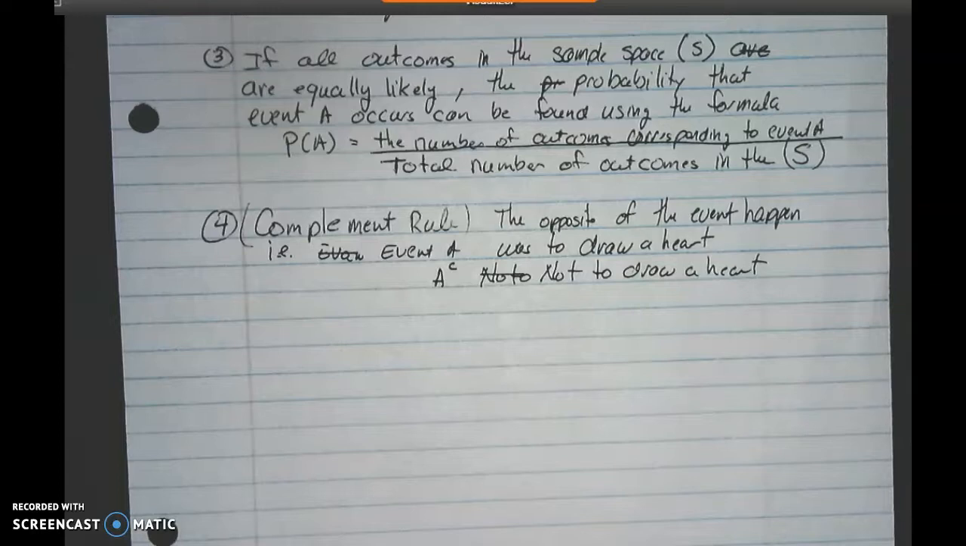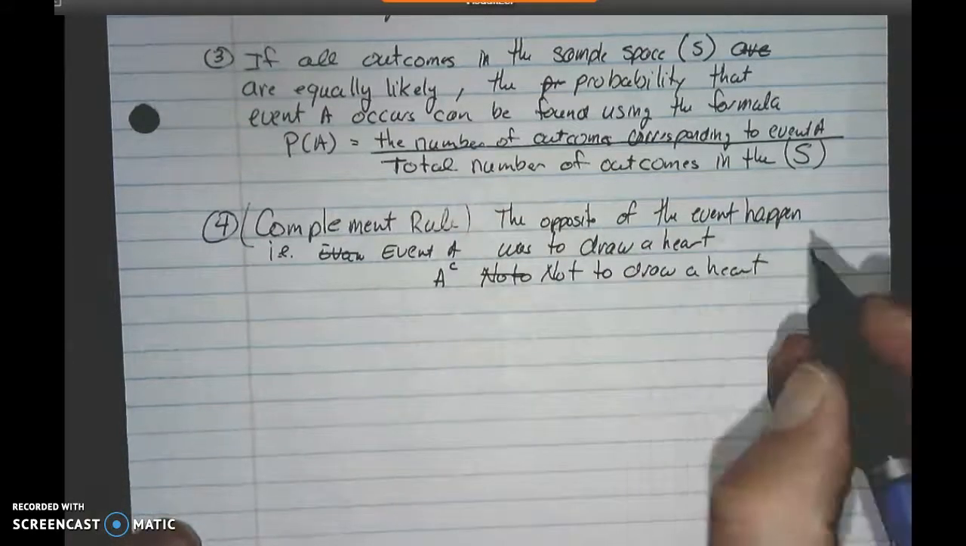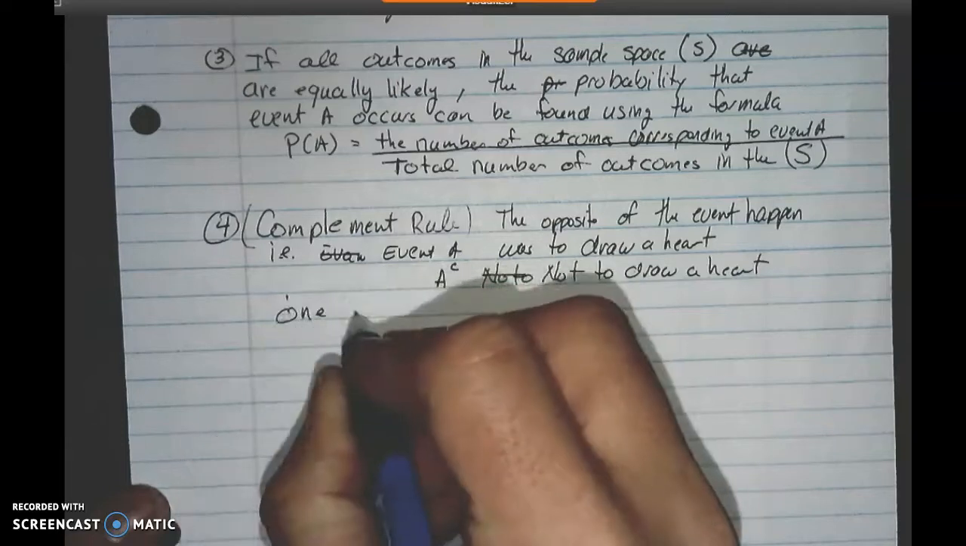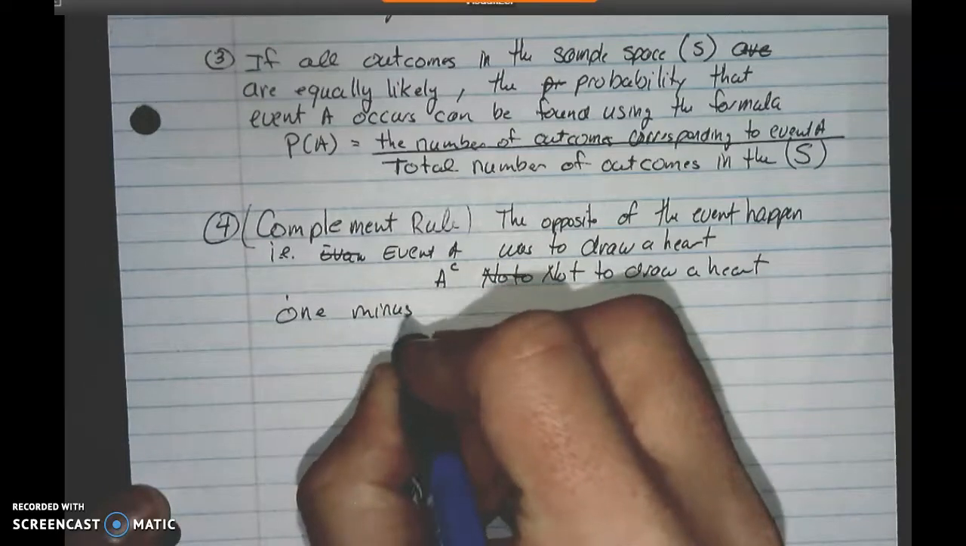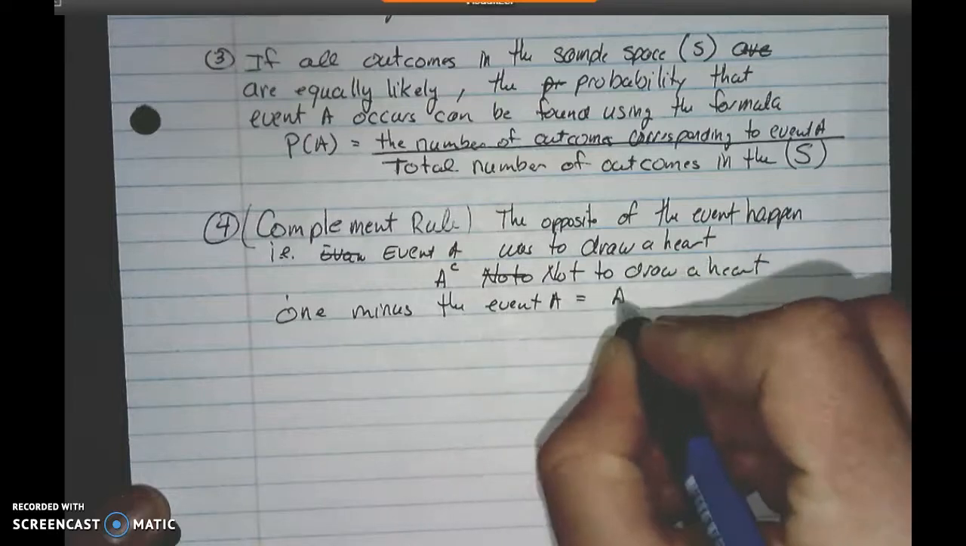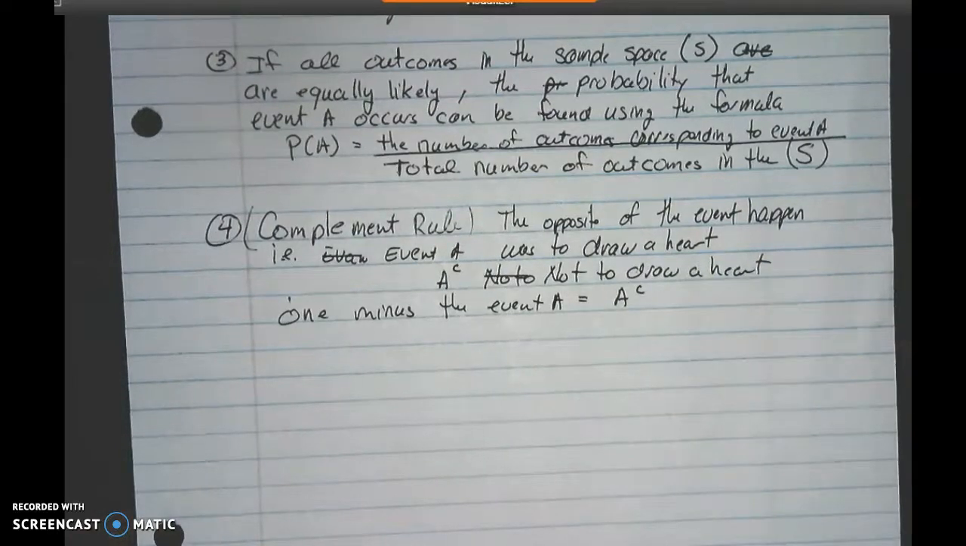Okay, so sometimes you get a long list of outcomes and it's going to be easier for me to find out what not to do, instead of trying to figure out how to do it the other way, okay? So what we're going to do is write the words: 1 minus the event A is equal to the complement, okay?